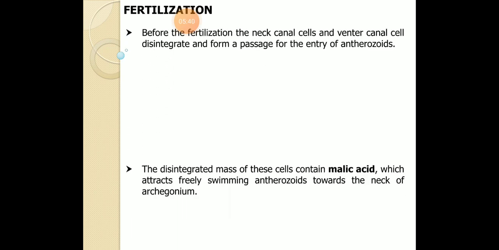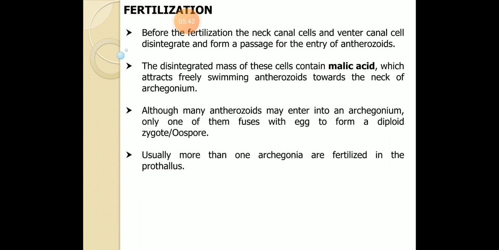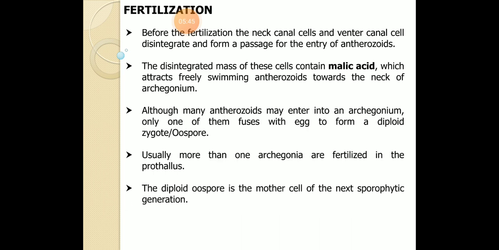So coming to the fertilization, when the archegonia and antheridia mature, usually antheridia produce the spermatozoids and archegonia produce the egg cells. So what happens, the spermatozoids swim through the water current and come in contact with the egg cells. They move through the neck canal cells and reach the ventral canal cells, and ultimately the ventral and neck canal cells disintegrate with the antherozoids, and usually malic acid will be present with a chemical synthetic nature.